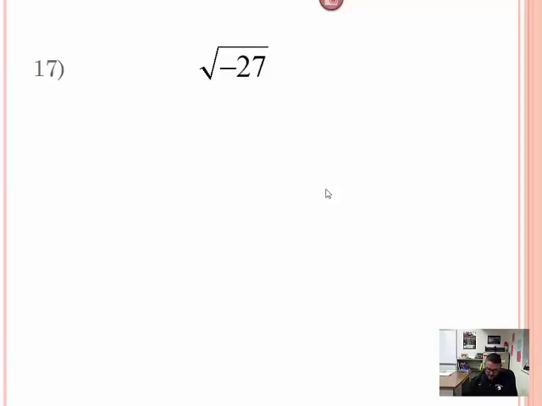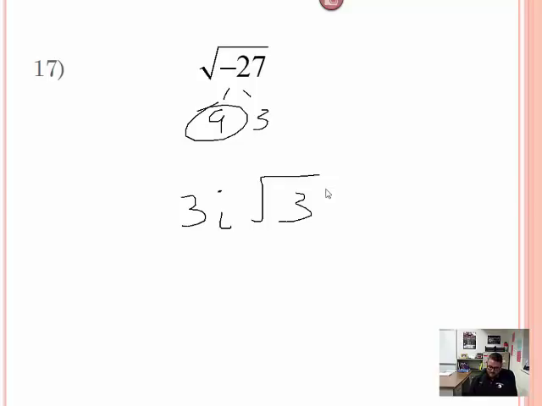So the square root of negative 27, we know 27 is 9 and 3, so we go the square root of 9 is 3, so 3i square root of 3.